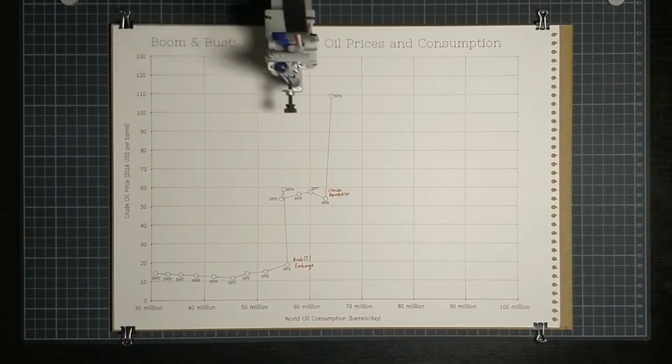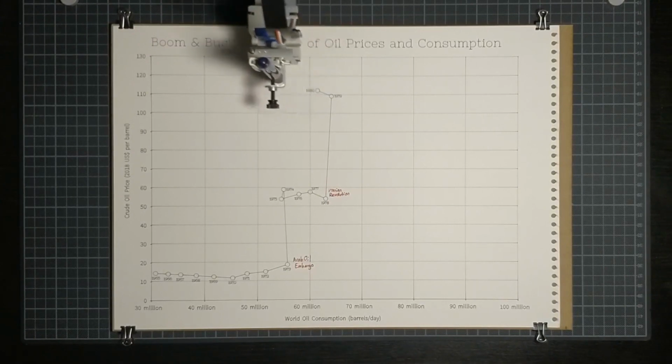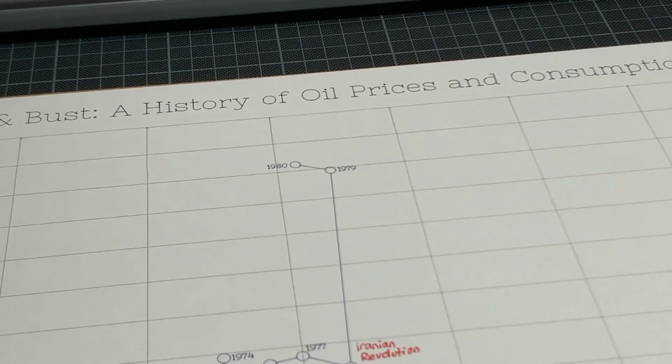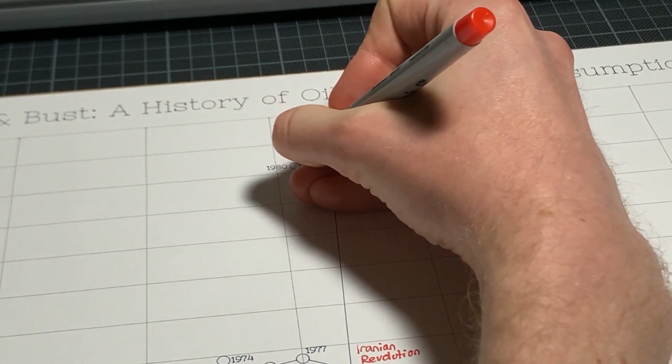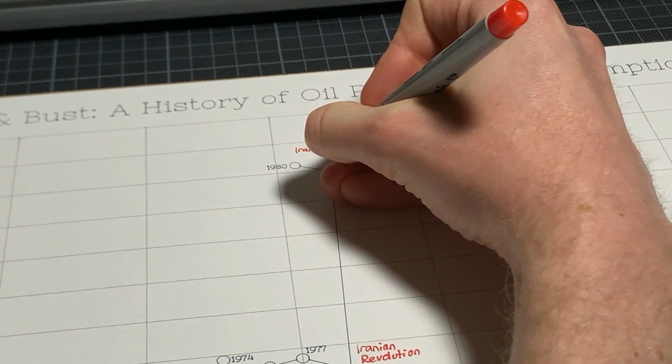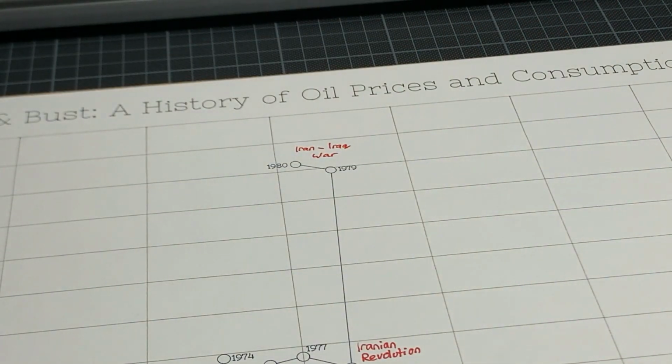Output fell more sharply in 1980 again, due to the Iran-Iraq War, keeping prices high and causing economic recessions. US President Jimmy Carter gave a speech encouraging people to reduce their use of energy, and countries took steps to reduce their dependence on Middle Eastern oil, switching to coal, gas, and nuclear power instead. This caused demand to fall.